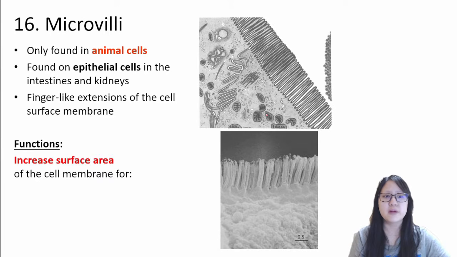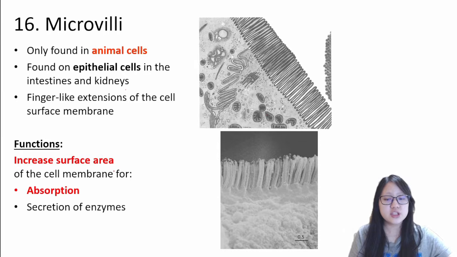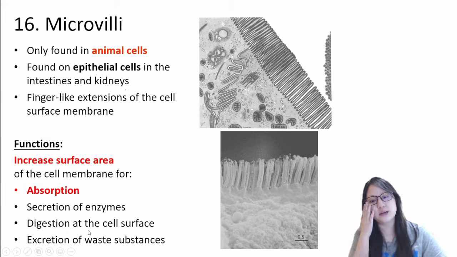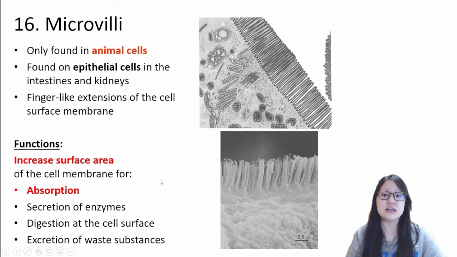cell surface membrane. Now, unlike cilia, which is mostly for movement and locomotion, right, microvilli, the structure really aims to increase surface area of the cell membrane. For what? Well, for things like absorption, secretion of enzymes, digestion at cell surface maybe, or even excretion of waste substances.